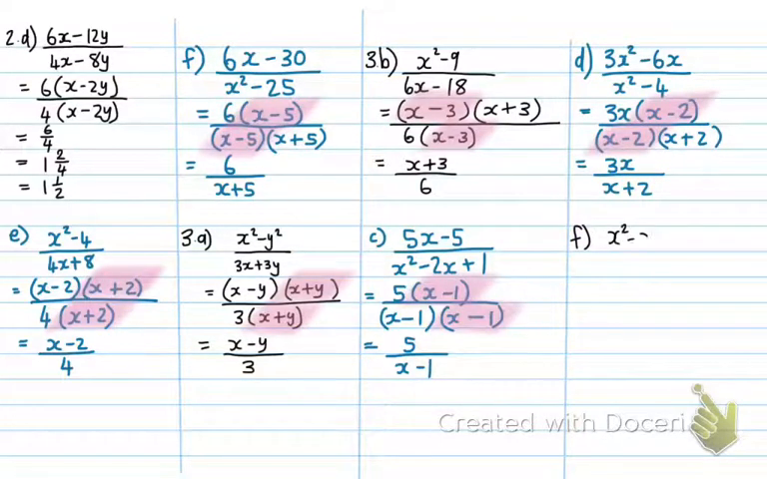Number 3f, x squared minus x minus 2 over x squared plus 3x plus 2. Okay, these are both trinomials. Let's start at the top. This negative sign tells me that the signs in the brackets will differ. So I'm going to have a bracket plus, a bracket minus. The factors of 2 that I can subtract to get 1, because there's actually a 1 in front of that x, that is 2 times 1. So it's going to be x plus 1, x minus 2.